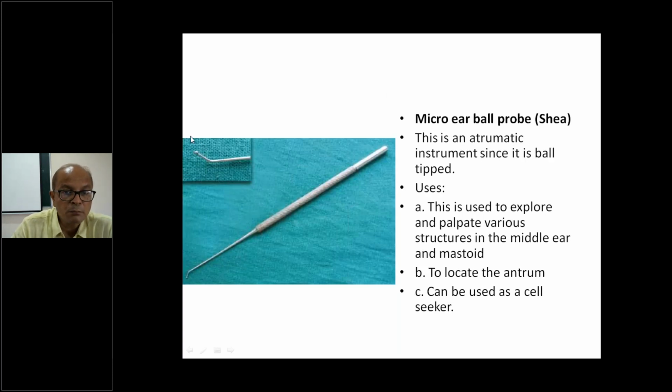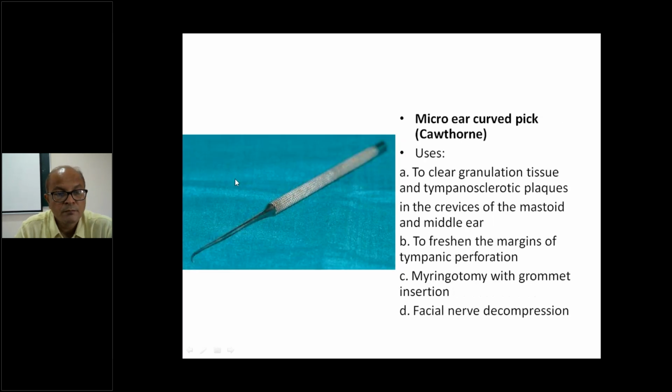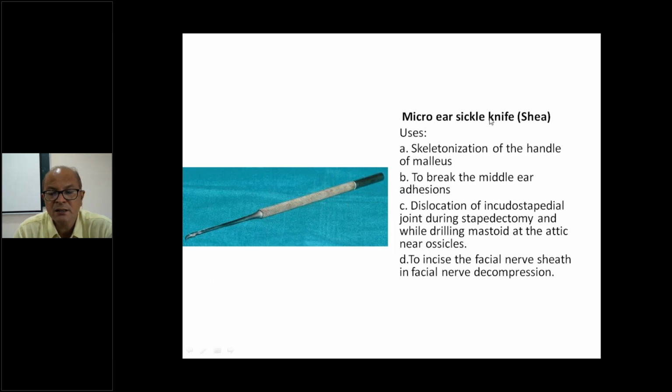This is a ball probe, a micro ear ball probe. And this is a sickle knife, a Cawthorne curved pick. This is particularly used for freshening of the edge. Some people use even a sickle knife. Here you can see this is a micro ear sickle knife.